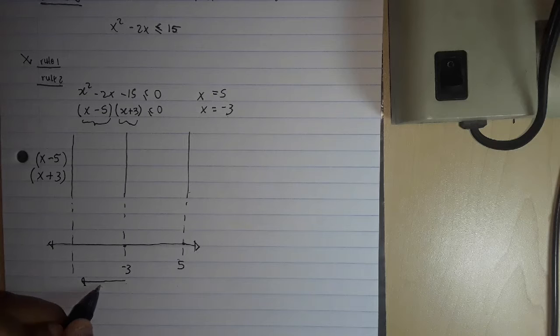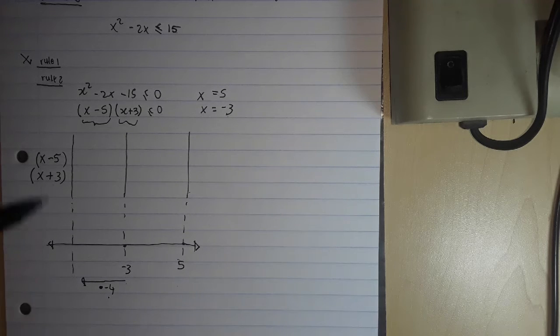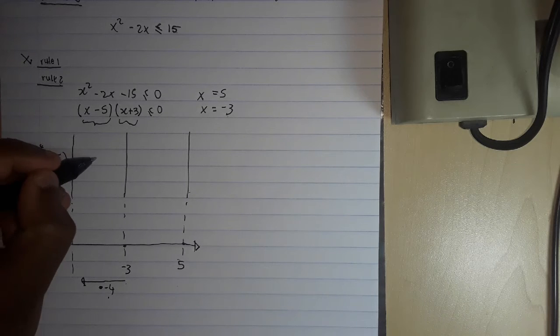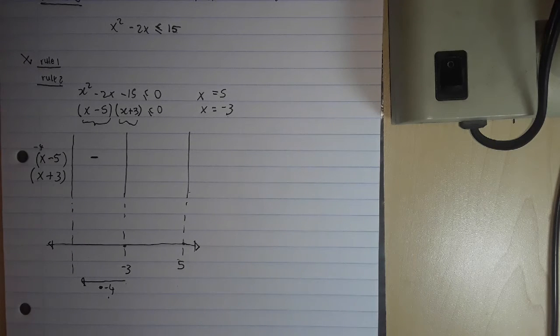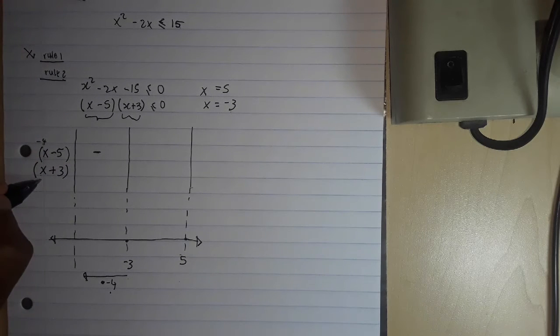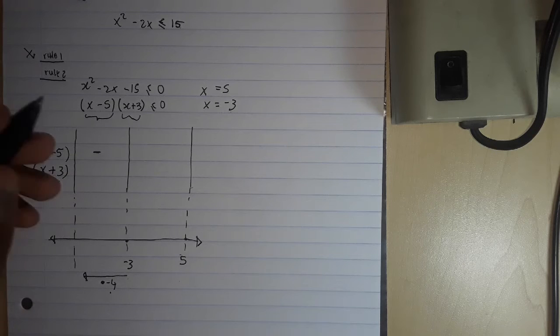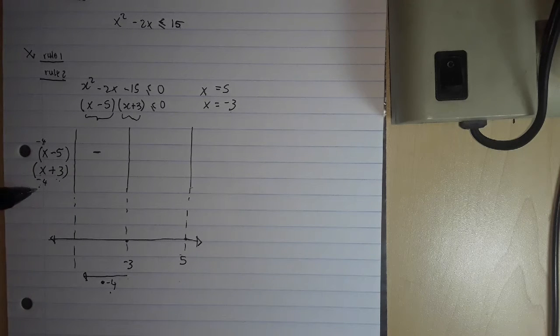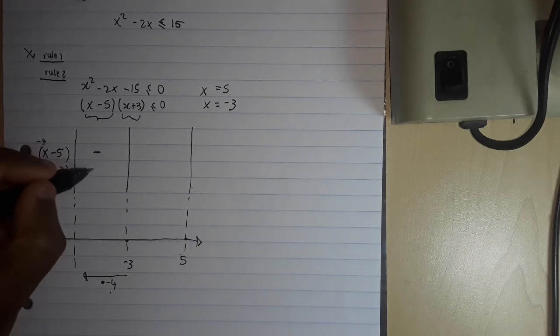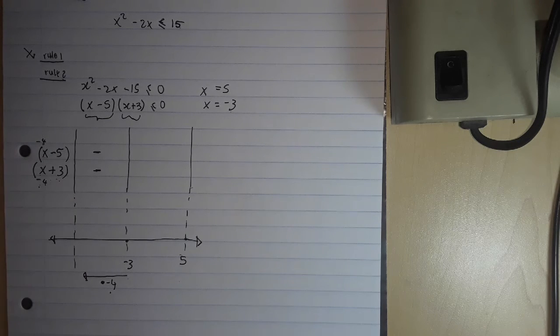Let's take, for argument's sake, a value of minus 4. If we take minus 4 and plug it in here, we'll have minus 4 minus 5, which is minus 9. Minus 9 is a negative value, so we'll put a negative here. We want to see the effect on the sign. Then we take minus 4 here as well. Minus 4 plus 3 is negative 1. So whatever value we take that's less than minus 3, this will be negative, and for any values further out, this will always be negative.